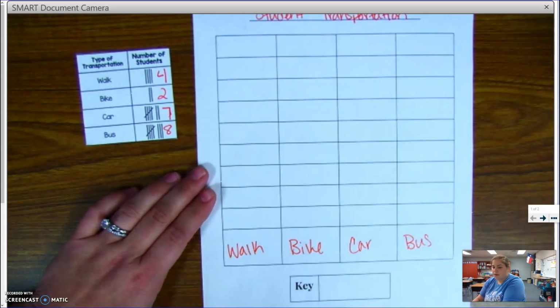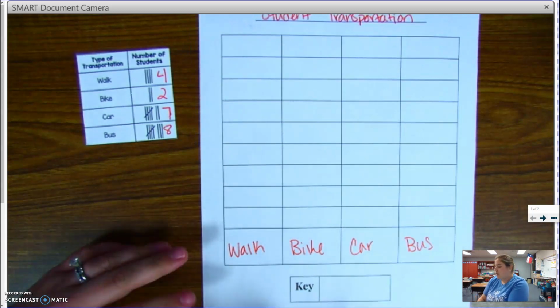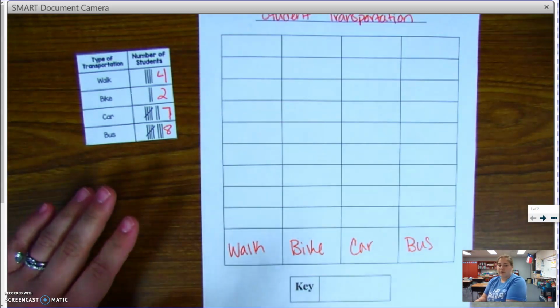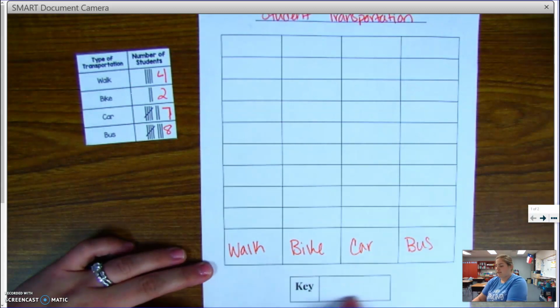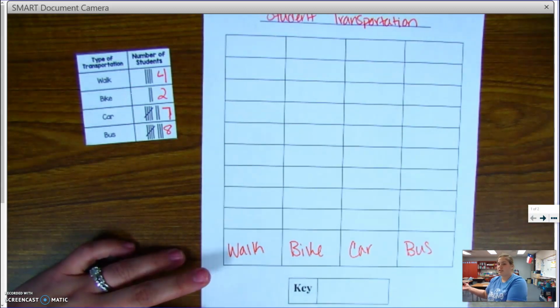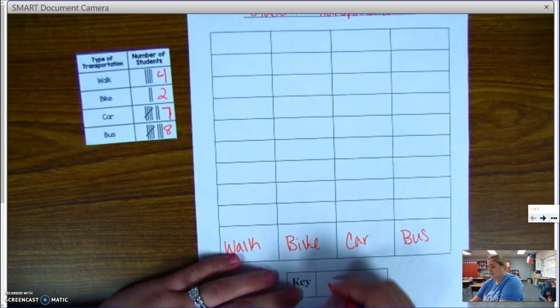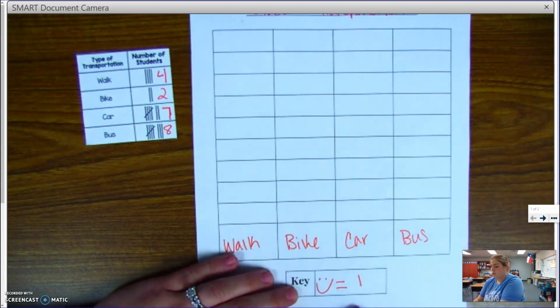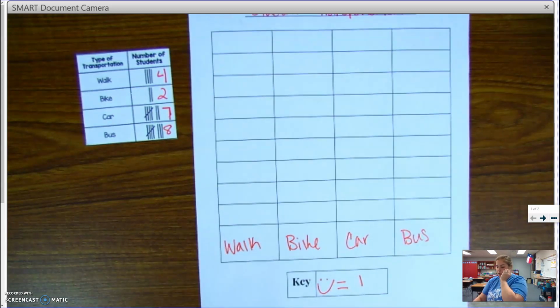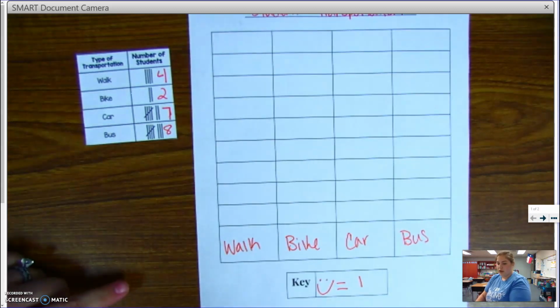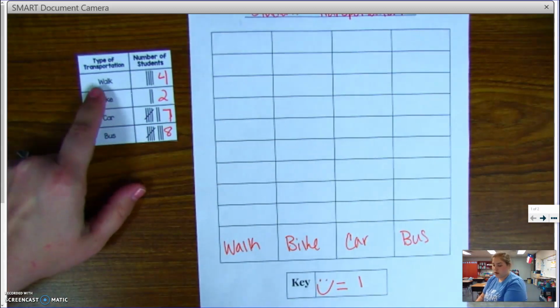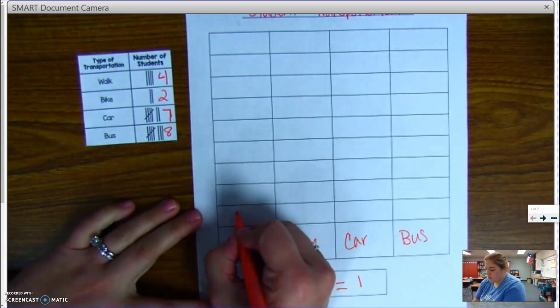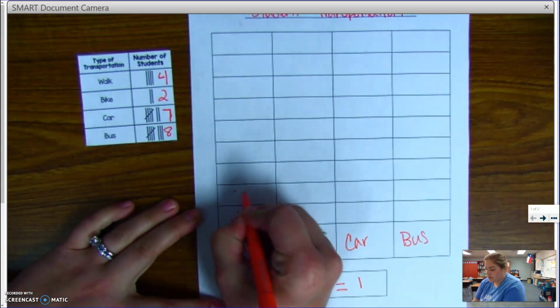And if we remember, a pictograph uses symbols to represent our data, and we always have a key that tells us how much each symbol is worth. So my symbol is going to be a smiley face, and I'm going to say each smiley face is worth 1 student. So if I have 4 students who walked, that means I need to do 4 smiley faces here.